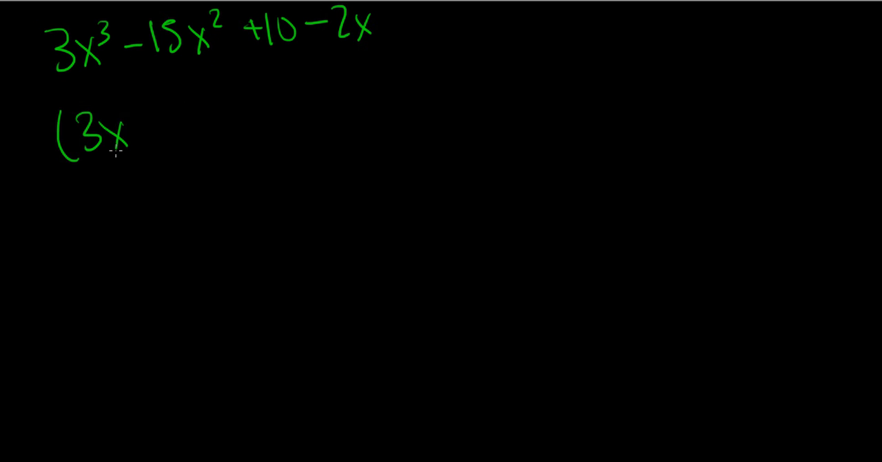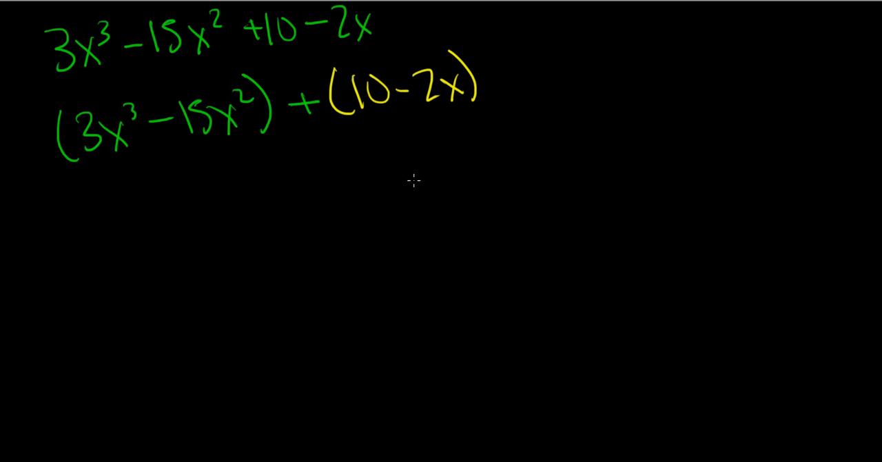Now we're going to look at an example with factoring with opposites. We have to factor the problem 3x cubed minus 15x squared plus 10 minus 2x. So first we want to start by grouping the terms. So let's group the first two terms together because they have the highest degree. And then we're going to group the second two terms together. So 10 minus 2x.